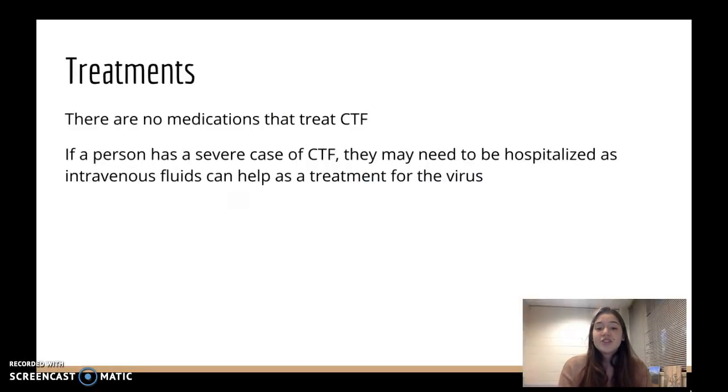There are no medications that treat CTF, and if a person has a severe case of CTF, they may need to be hospitalized, as intravenous fluids can help as a treatment for the virus. The only medications that are really given to anybody other than being hospitalized are things such as Tylenol for pain relief and any kind of fever, regular medicines if you just have a typical fever. There are no specific CTF medications.